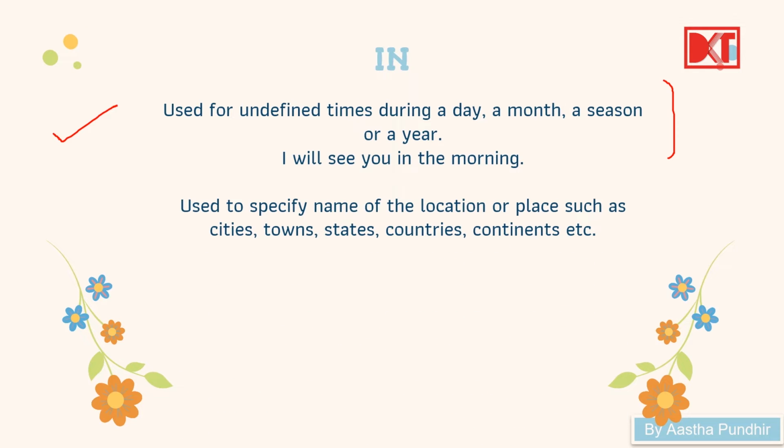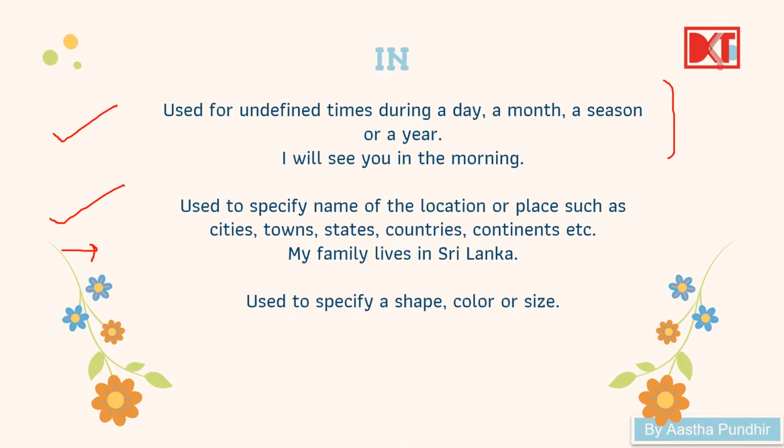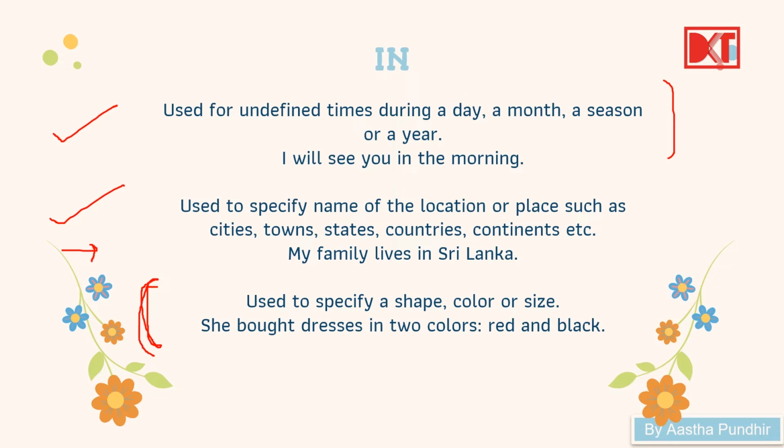And otherwise, when we have to specify the name of a location or a place, like any cities, towns, states, countries, continents, etc. Like if you say, my family lives in Sri Lanka. So we are talking about the country. It is also used to specify any shape or color or size, like I say, she bought dresses in 2 colors, red and black. So we're specifying colors, right? That's when we can use "in".